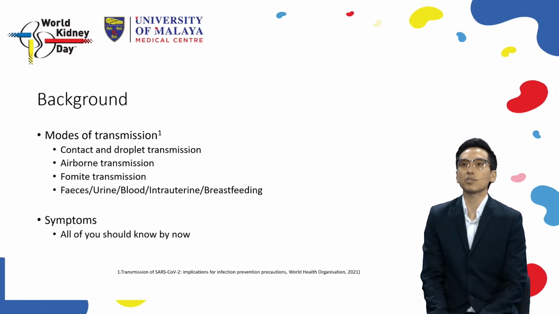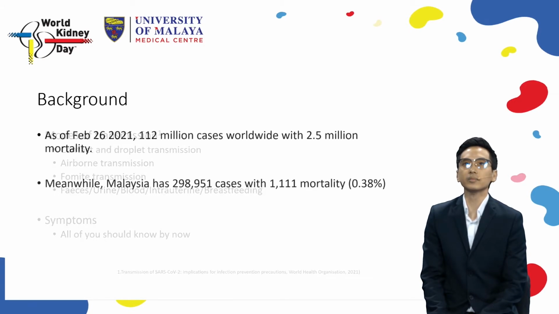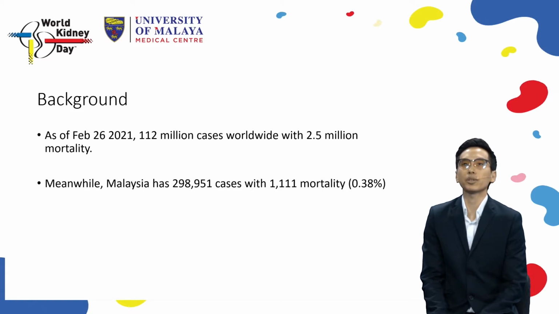Now, for symptoms of COVID-19, I think all of you should know by now, and hence I will not elaborate any further. As of February 26, 2021, there are 112 million cases worldwide with 2.5 million mortality. Meanwhile, in Malaysia, we have close to 300,000 cases with a mortality rate of 0.38%.